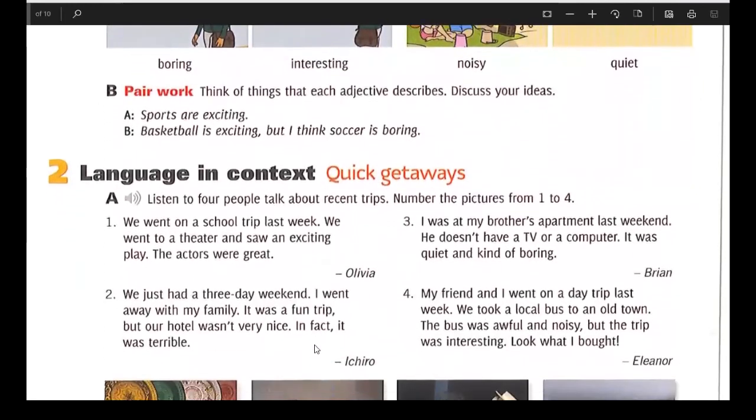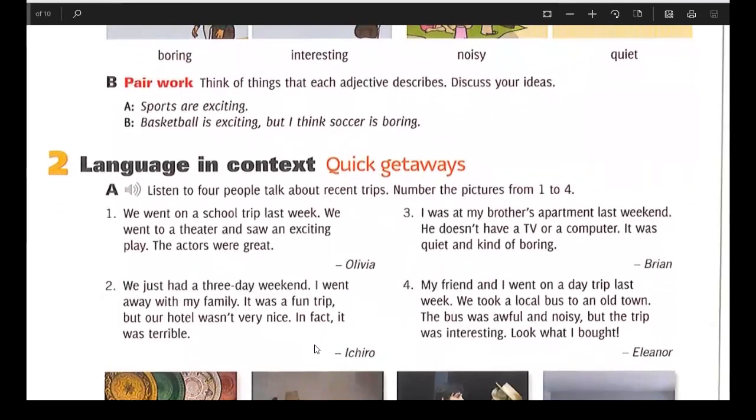And number two, language in context, quick getaways. So by reading the short article, you will understand the word quick getaways. Okay, now listen.